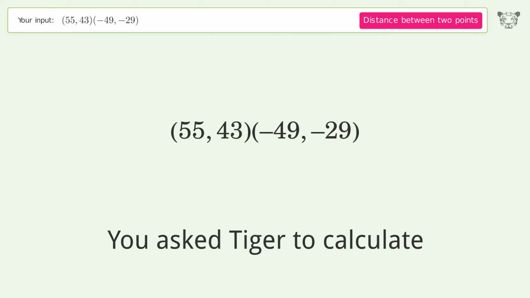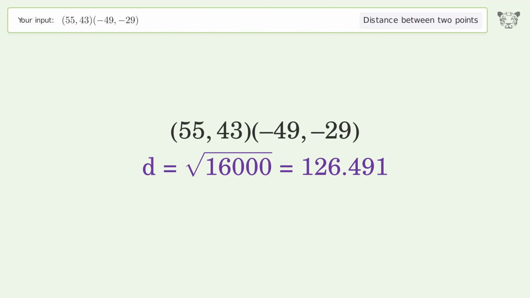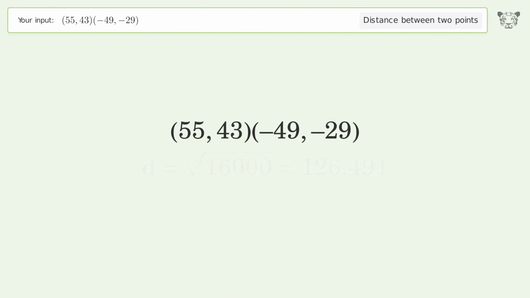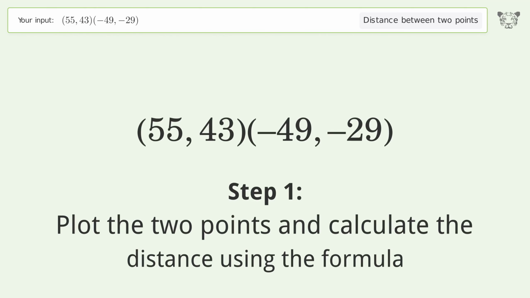You ask Tiger to calculate. This deals with the distance between 2 points. The distance between the 2 points is the square root of 16,000, or 126.491. Let's solve it step by step. Plot the 2 points and calculate the distance using the formula.